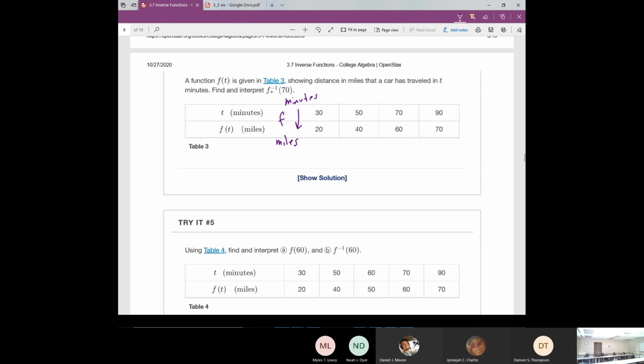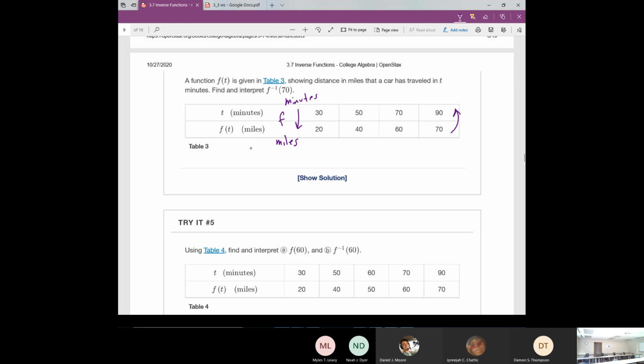f^-1, well, let's see here. That means what value of minutes gave me 70 miles? f^-1 of 70. Actually, f^-1 of 70 means the input was 70. What was the output? Well, what does this function mean? How long will it take me to go 70 miles?